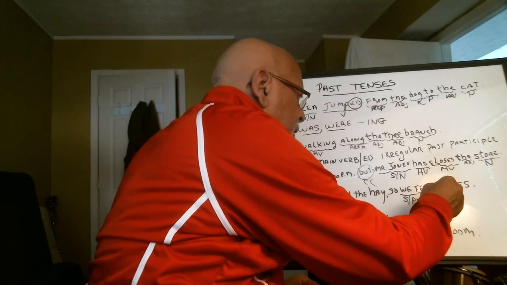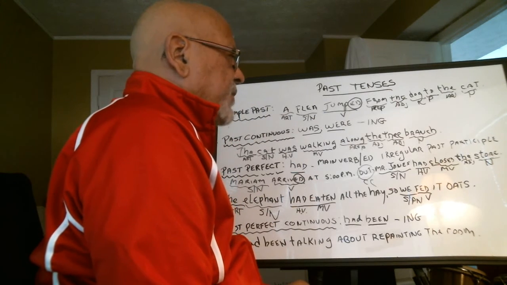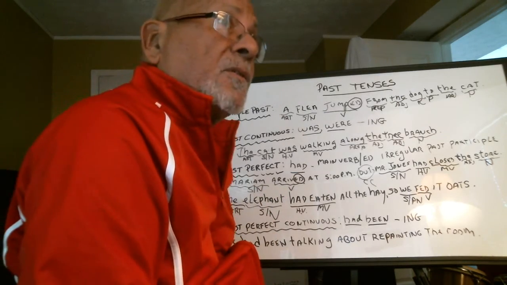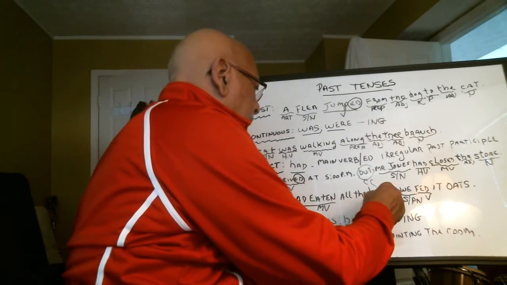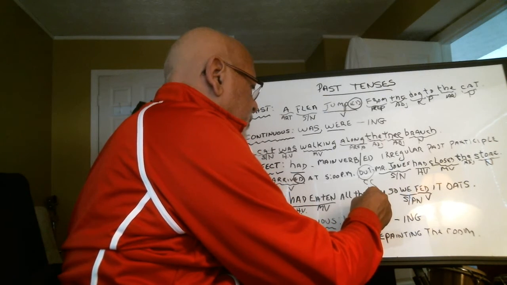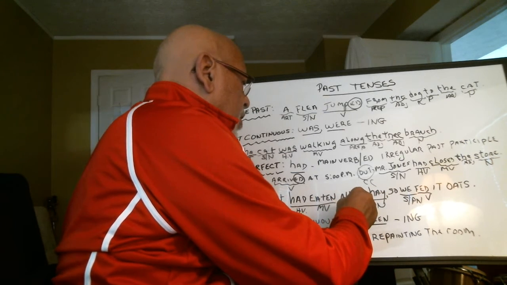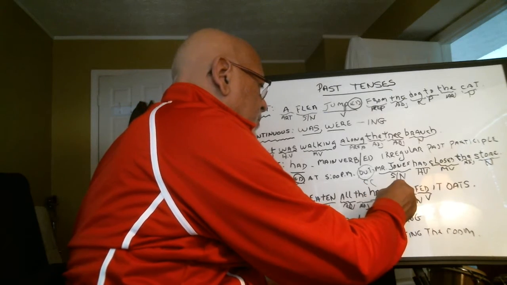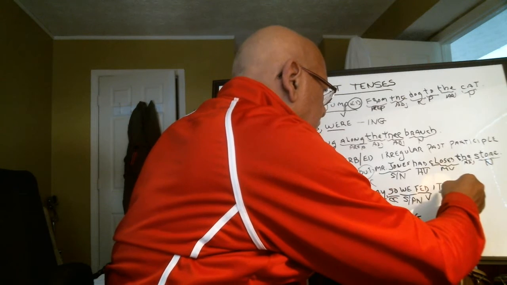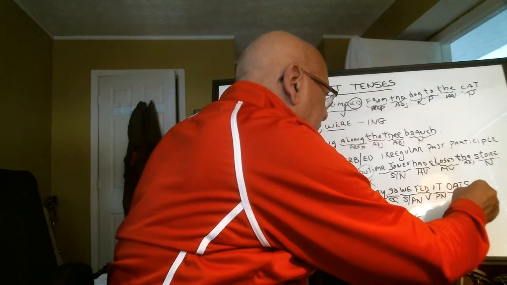So we what? Fed. Simple past tense. Okay? Simple past tense. Hay is a noun. The, adjective. All is also going to be an adjective. So, coordinating conjunction. It, pronoun. Oats, noun.